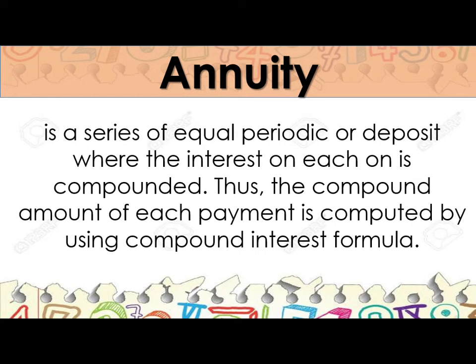When we say annuity, it is stated here that it is a series of equal periodic payments or deposits where the interest on each is compounded. Thus, the compound amount of each payment is computed by using the compound interest formula. So again, when we say annuity, it talks about the series, or the sequence, of equal periodic payments or deposits.